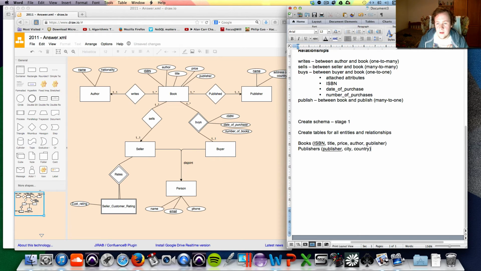So this would be the foreign key. Sorry, I am totally wrong. I apologize. That's the primary key, right? So ISBN. Then you need to create. No, I was right, sorry.